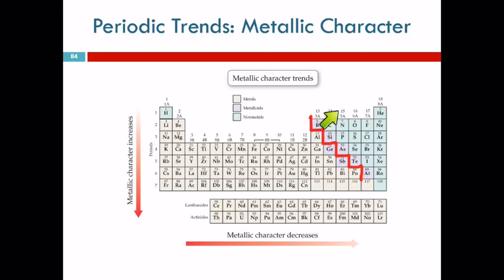Coming down, let's look at group 5. Non-metal, non-metal, semi-metal, semi-metal, metal. As we go down, metallic character is increasing. Metallic character and atomic size, same trend. Ionization energy, opposite.